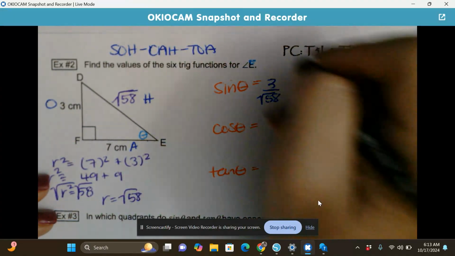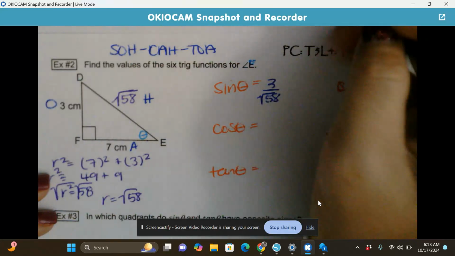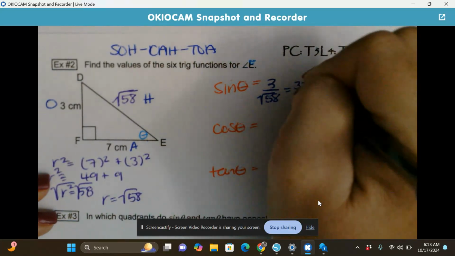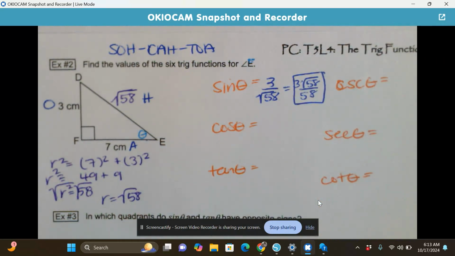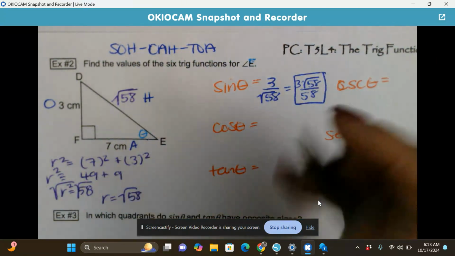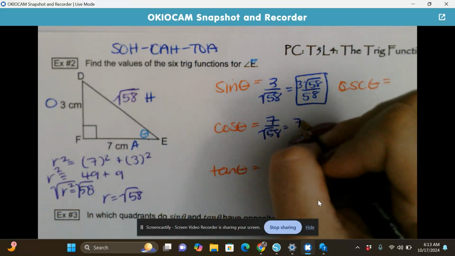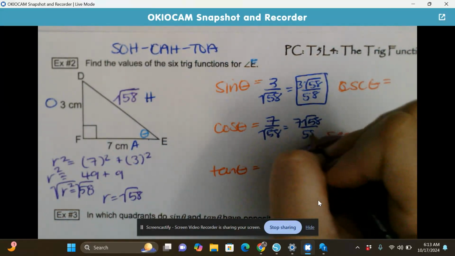And we're going to rationalize that with the fancy one. So remember, we multiply the top and bottom by the square root of 58. So it's going to be 3 square root of 58 over 58. All right, cosine is adjacent, which is 7 over the square root of 58, and that's going to be 7 square root of 58 over 58.